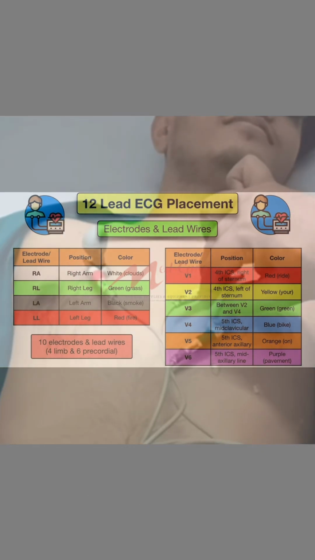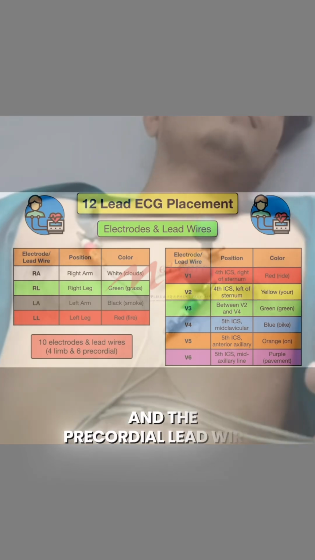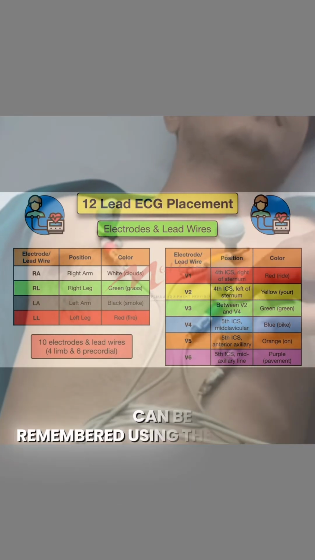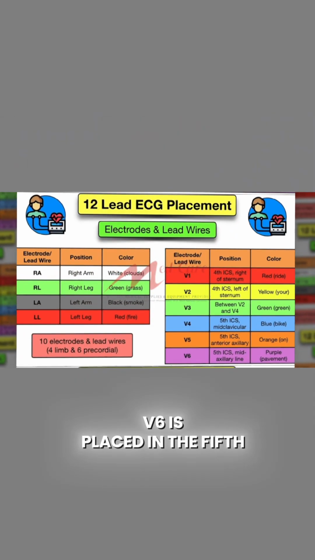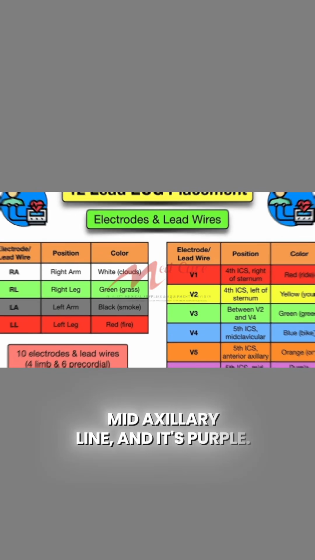6 electrodes are placed on the chest, called precordial electrodes, and the precordial lead wires that connect to these electrodes can be remembered using the mnemonic Ride Your Green Bike on Pavement. V1 is placed in the 4th intercostal space right of the sternum, and it's red. V2 is placed in the 4th intercostal space left of the sternum, and it's yellow. V3 is placed between V2 and V4, and it's green. V4 is placed in the 5th intercostal space mid-clavicular line, and it's blue. V5 is placed in the 5th intercostal space anterior axillary line, and it's orange. V6 is placed in the 5th intercostal space mid-axillary line, and it's purple.